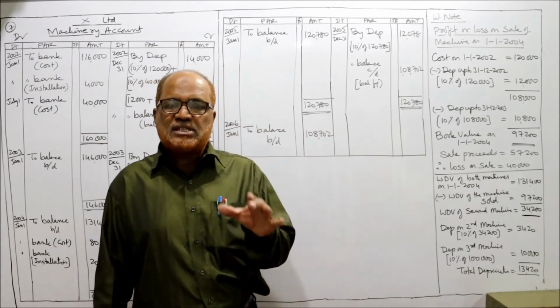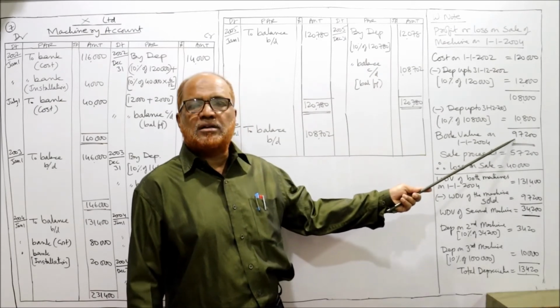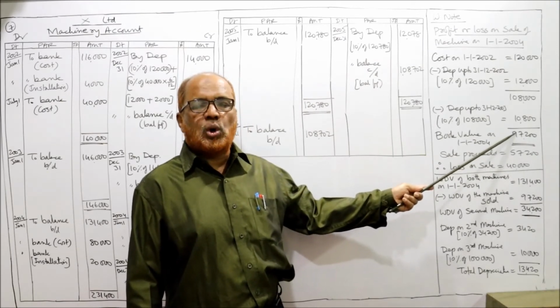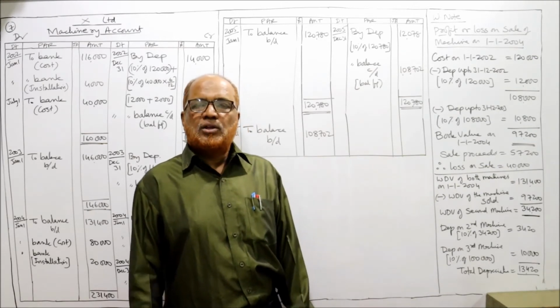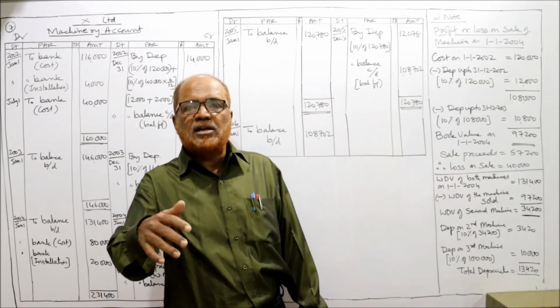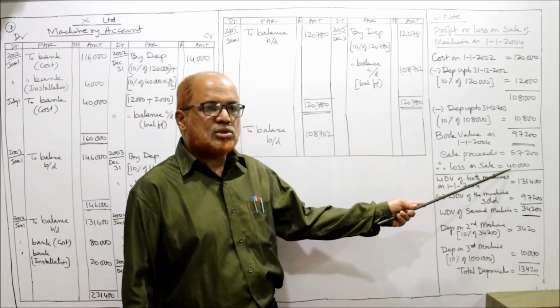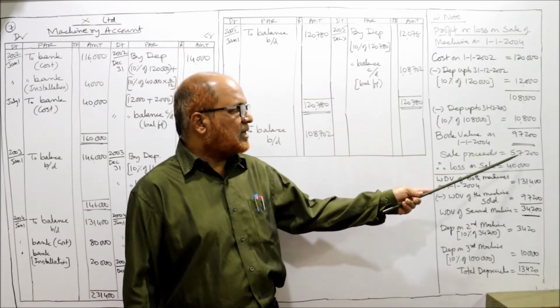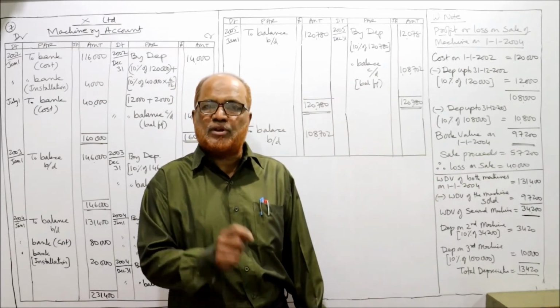At the time of sale, the value of the machinery is 97,200. And this machinery is sold for rupees 57,200. The book value of the machine is 97,200 and it is sold for 57,200. There is a loss of 40,000. 97,200 minus 57,200, 40,000 is the loss on sale of machine.